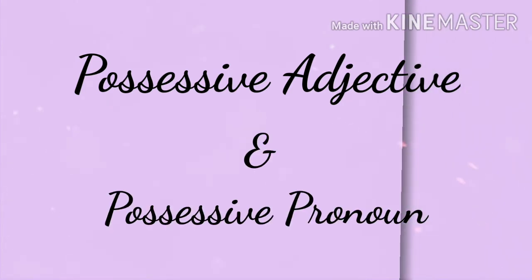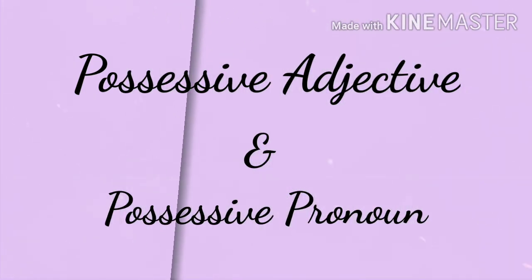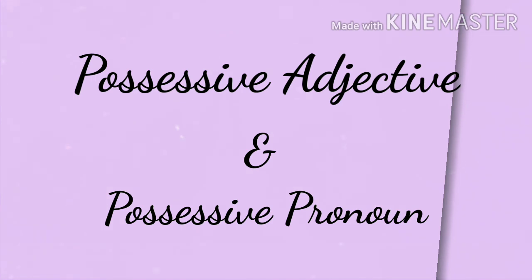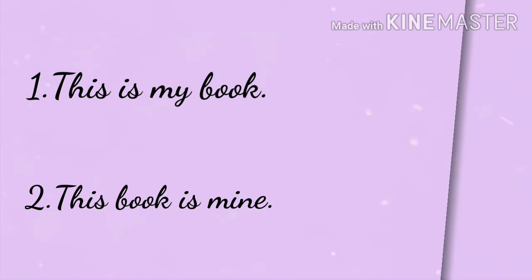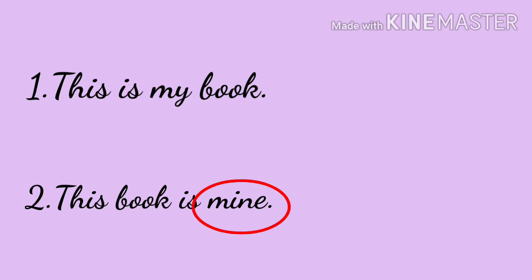Now let's see the difference between a possessive pronoun and a possessive adjective. Read these sentences, children. This is my book. This book is mine. Here, which one is showing the possessive pronoun? Yes, in the second sentence, mine is the possessive pronoun. Then, what is my here? Yes, that my is a possessive adjective.